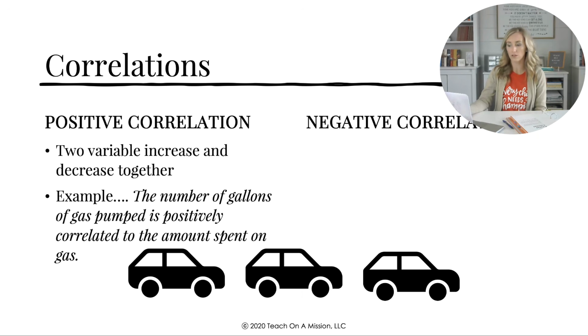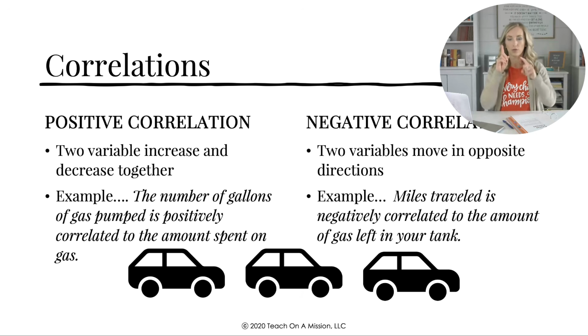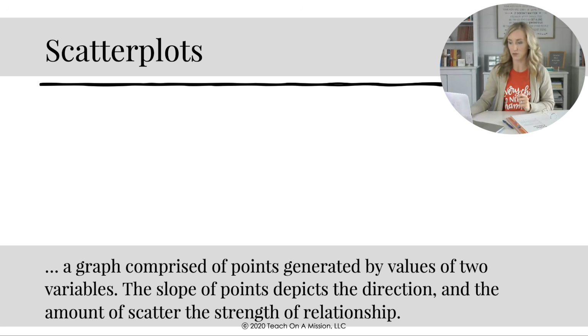All right, so correlations, there's positive and negative. So I always tell my students to have their fingers out like this, and that a positive correlation is when variables increase and decrease together. So the more you drive, the more gas you use. Negative would be opposite, right? So two variables move in opposite directions, whether up or down. So the more miles traveled, the less gas you have, right? Or the more gas you have, the less you have traveled. They go in opposite directions.